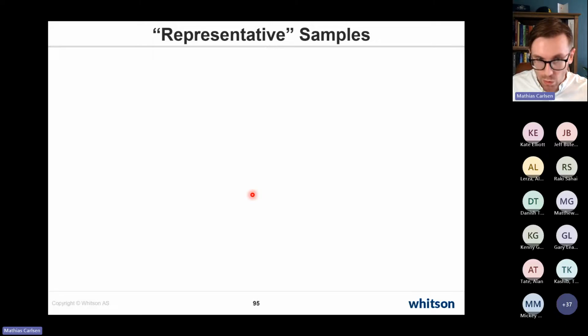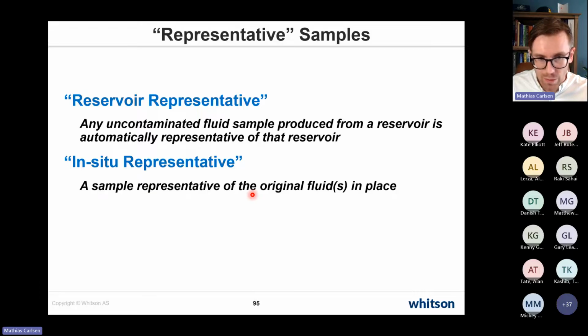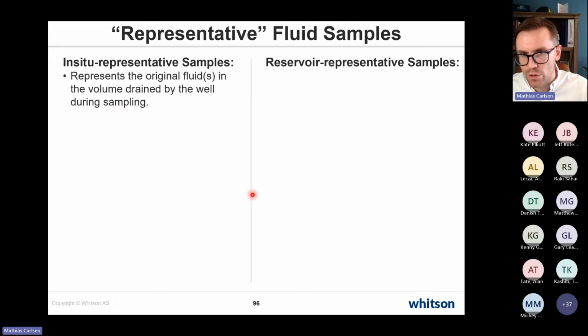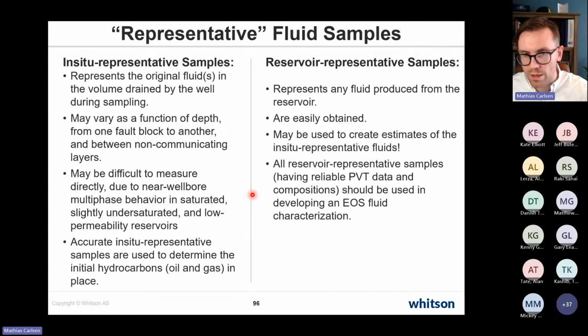tight unconventionals. So a reservoir representative sample, that's any uncontaminated fluid sample. In situ representative, that's a sample that's representative of the original fluids in place. That's what we tried to do in that case study where we went through all those 20 wells. And remember, accuracy of the PVT data has nothing to do with the fact that fluid is in situ representative or not. And here is just a little bit more details on that difference between the two.